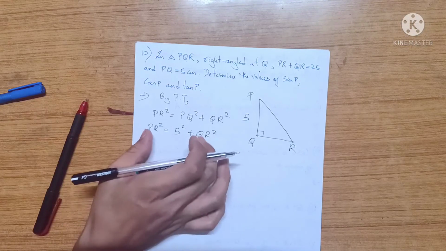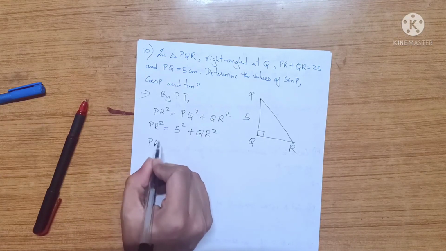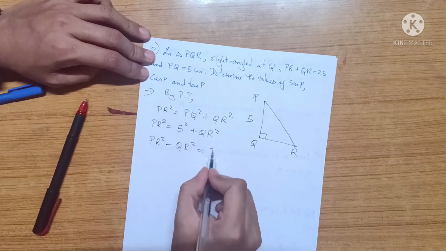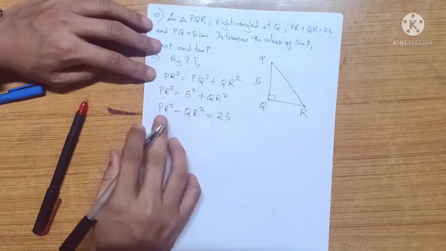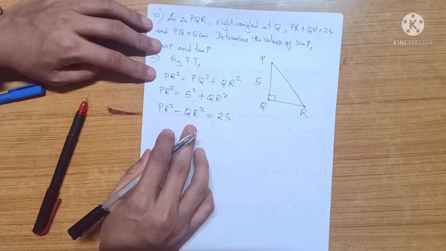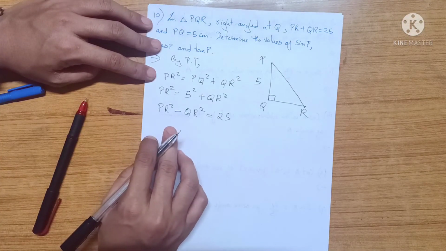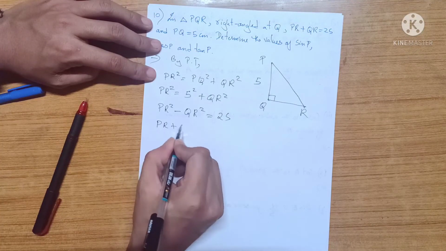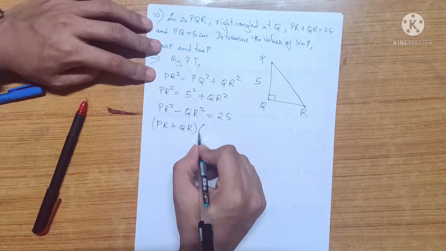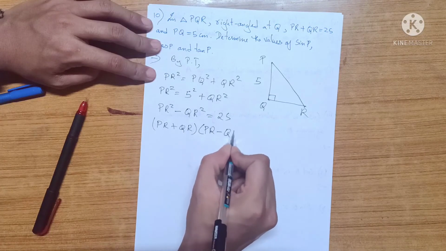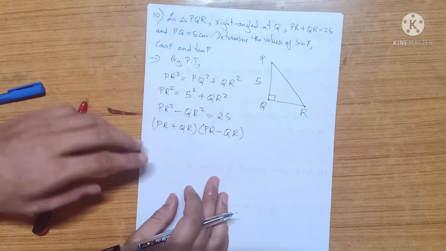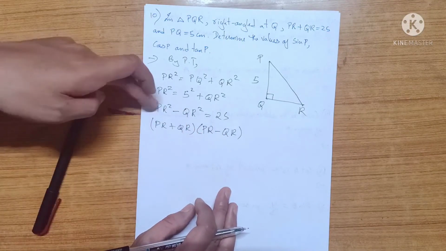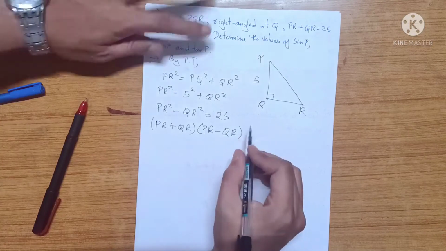So these two are unknown, so I'm going to keep the unknowns together, and 5 square is 25. But what is a square minus b square? You know that a square minus b square is, just now we did it in the previous question, a plus b, a minus b. If there's a square minus b square, we can make it like this also.